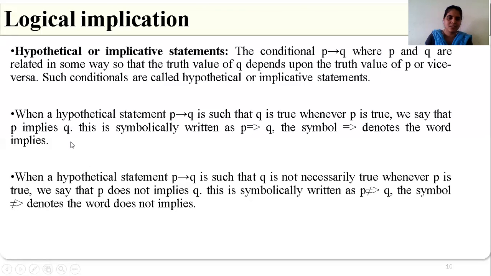This symbol denotes the word implies. When the hypothetical statement is such that Q is not necessarily true whenever P is true, we say that P does not imply Q. How can we write it symbolically? This is the symbol for does not imply.